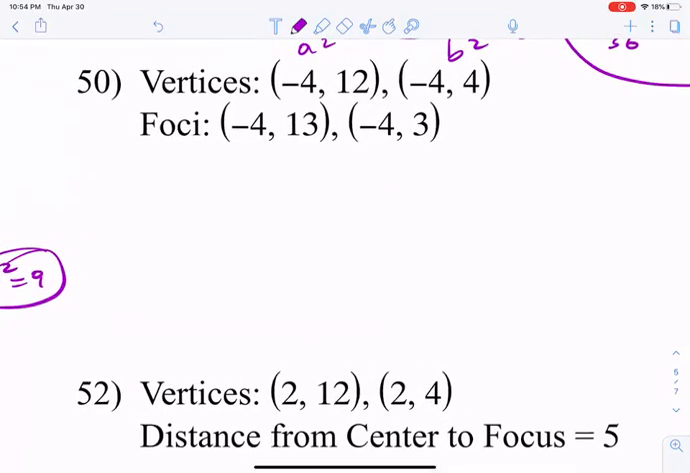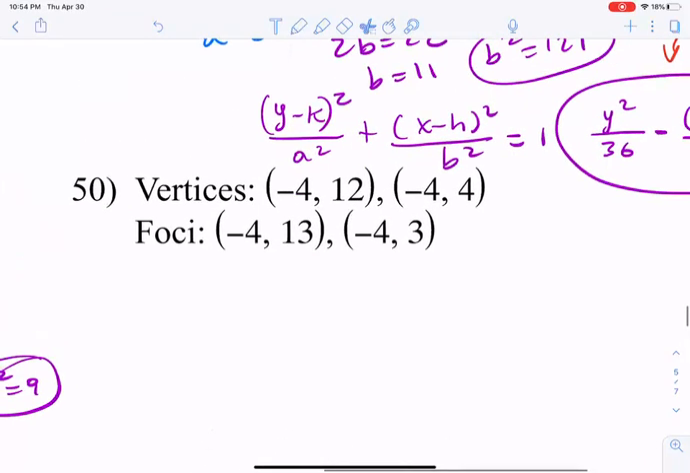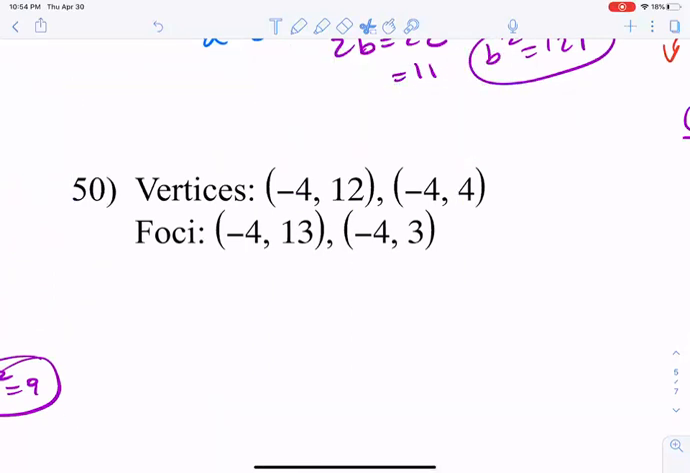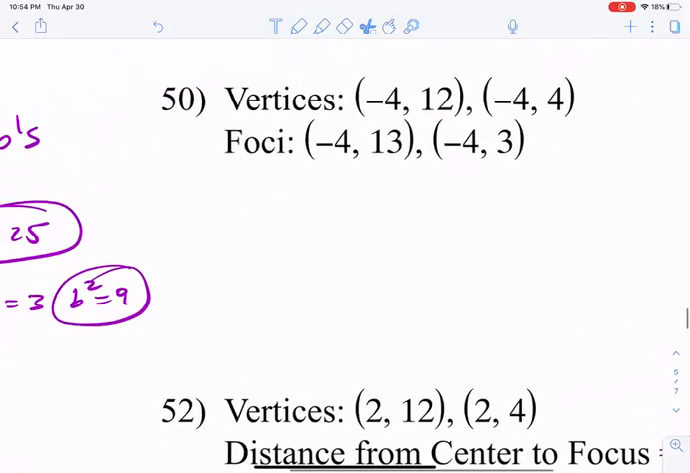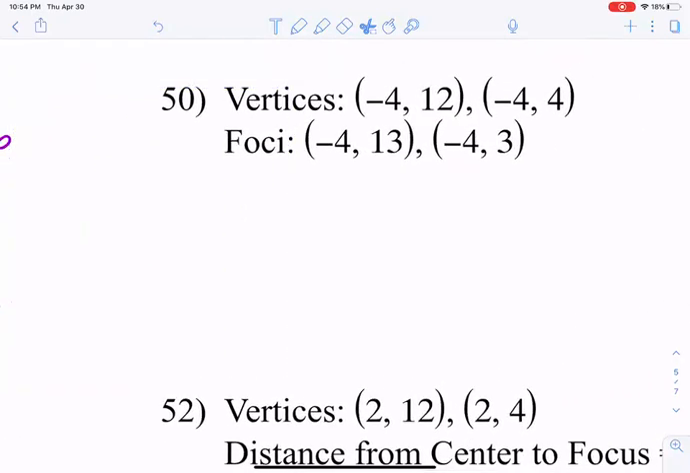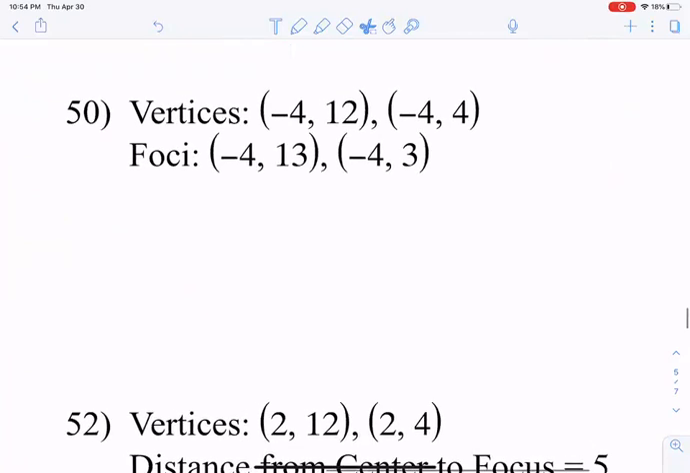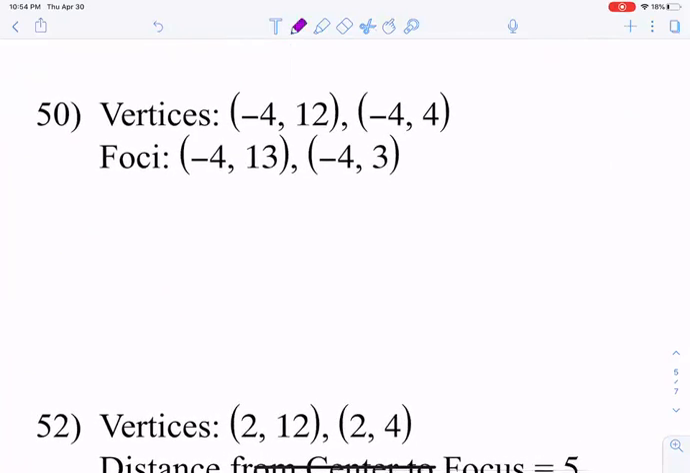Let's erase this part on the top because then after that it gets confusing. Okay, this one too, I don't need this right now. So again, they give us the vertices, so those are my a's, right? And then the foci are my c's, right? And now I need to find out what's going on here.